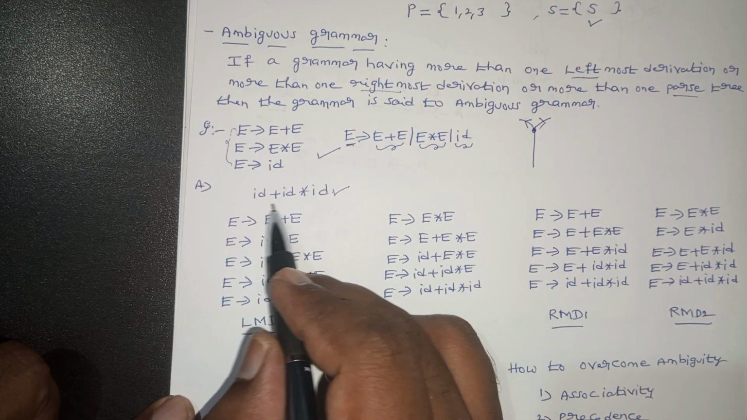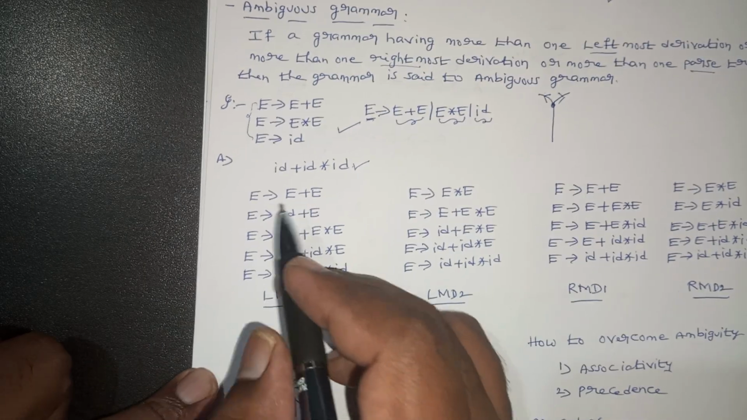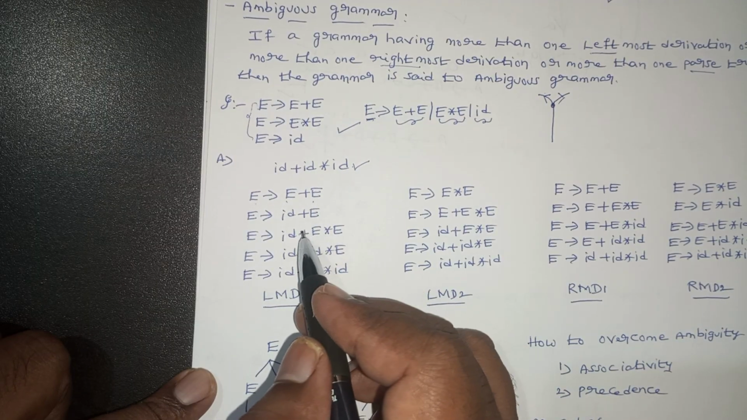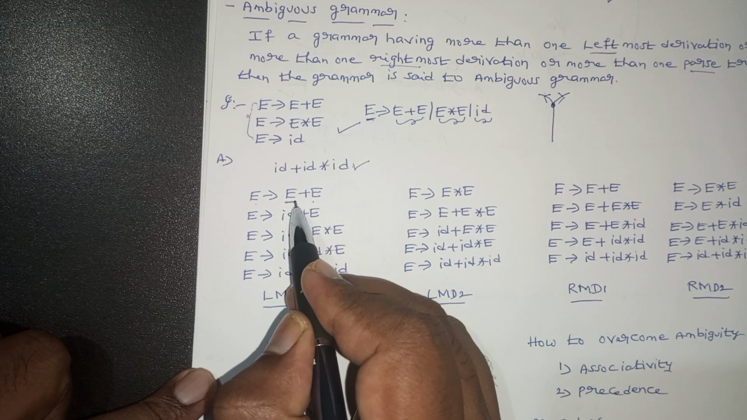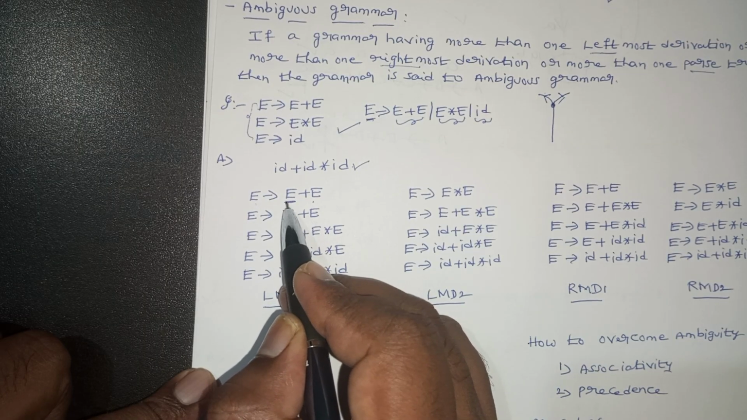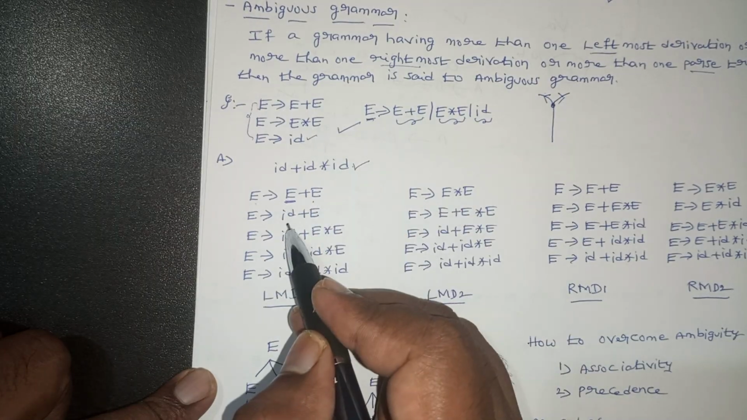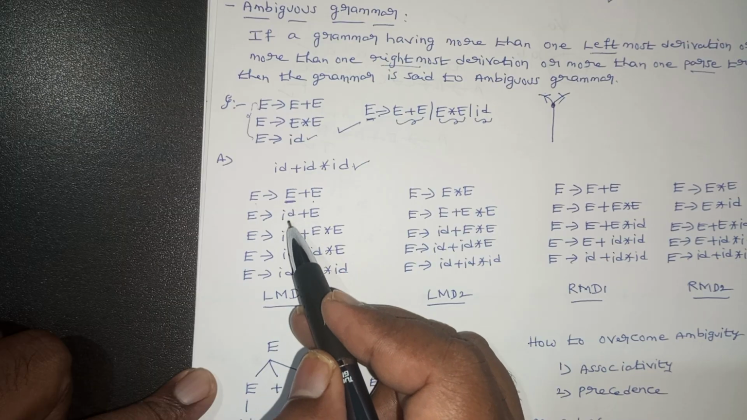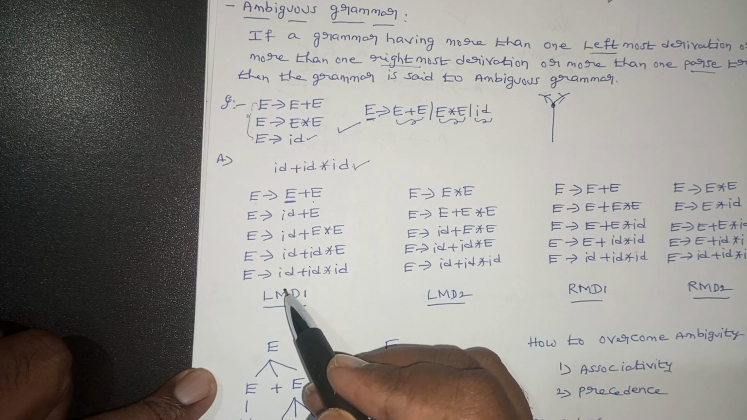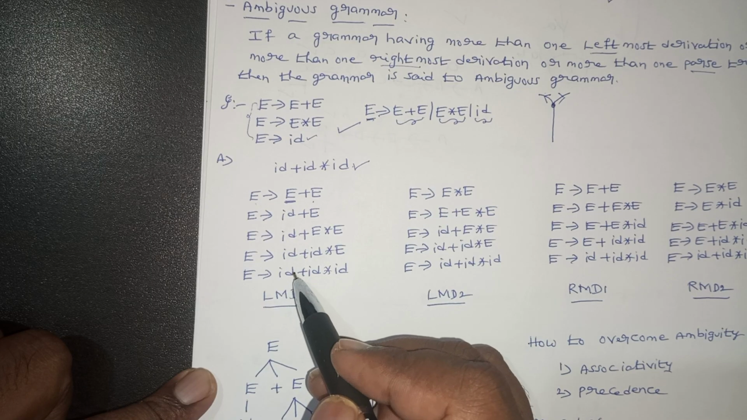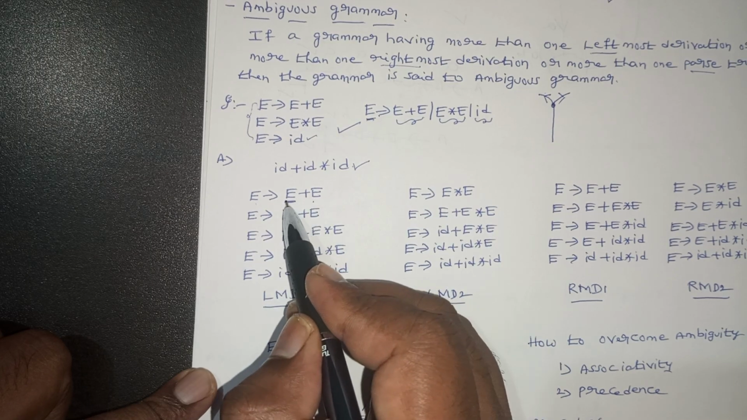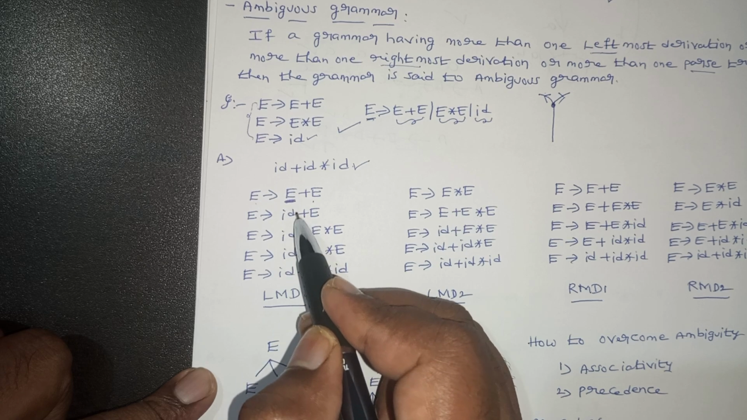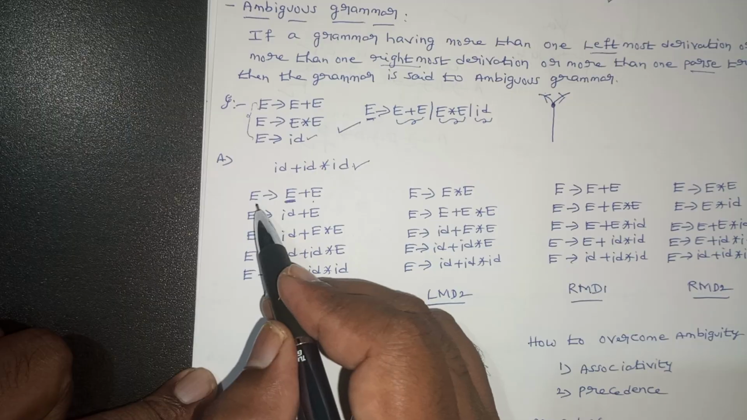Now for this example I am taking this rule: E tends to E plus E. Next, what do I place in the place of capital E? In the place of capital E I am writing ID. That is leftmost derivation. It means in the left side I am replacing all the non-terminals with terminals. I'll tell one more time: in the left side I am replacing all the non-terminals using terminals.